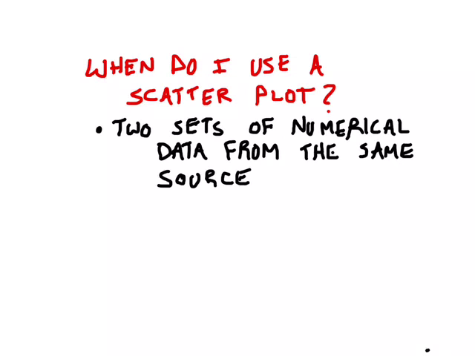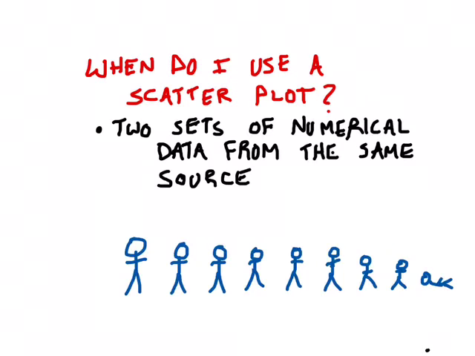Let's say we're trying to find out the relationship between, say, somebody's height and their age. One thing we can do is we can take that data from a bunch of different people and put it on a scatter plot. And we'll see in a couple minutes that a scatter plot really lets us clearly see the relationship between two sets of numerical data.